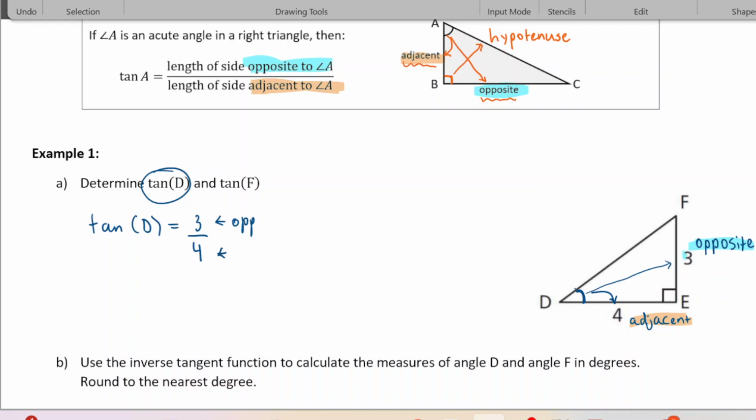So the tangent ratio is a fraction. In a second, I'm going to show you how to use that fraction to calculate angle D, but let's practice just writing the fraction down for now. You could also write it as a decimal, 0.75. It means the same thing.